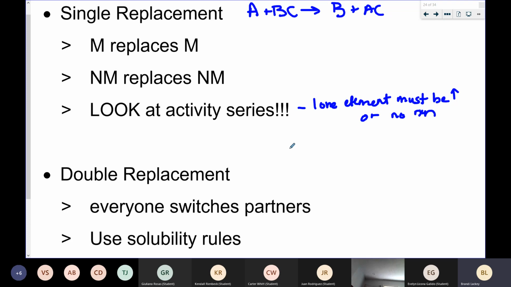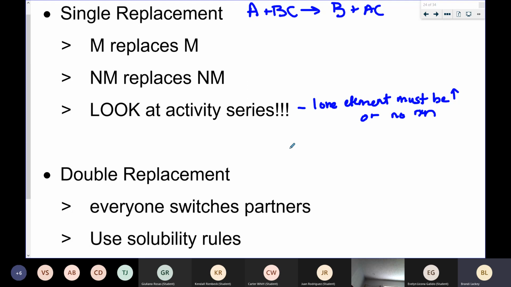So if the element by itself is lower on that list, it's not going to make any products. It's just going to be no reaction. The one by itself has to be stronger, more active than the one in the compound to be able to push it out of the way and take its place. Single replacement is the only thing we use that activity series for. We didn't use it for any other type of reaction.